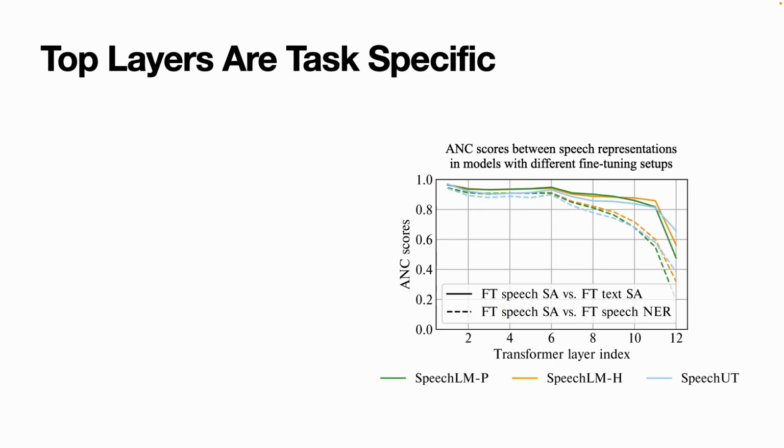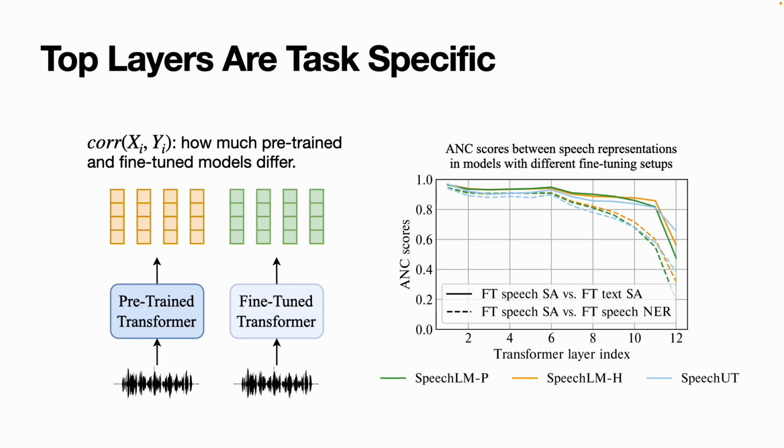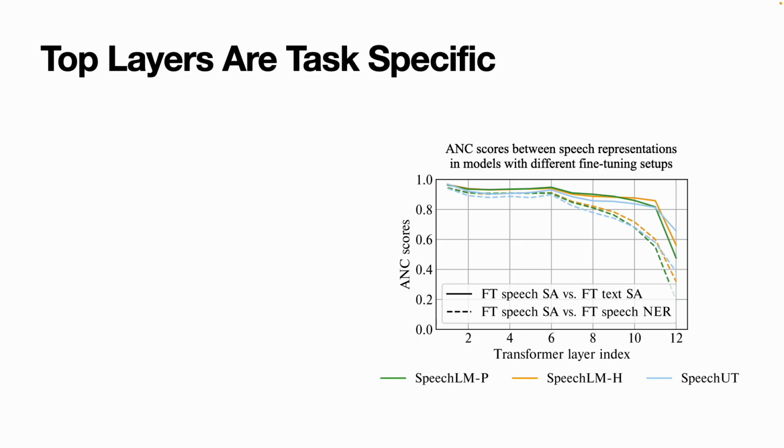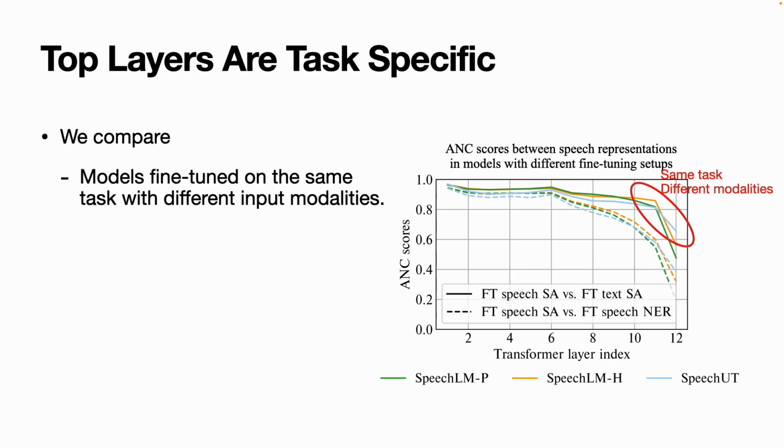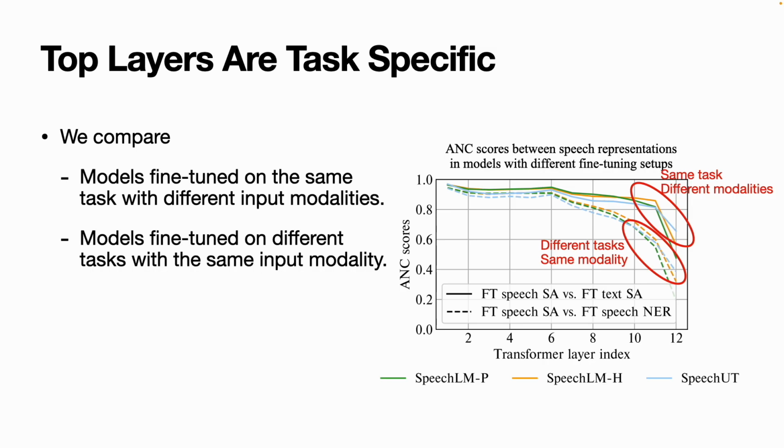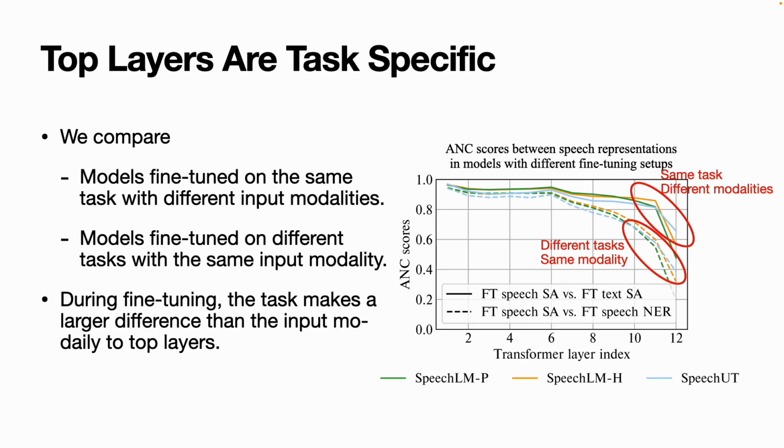In the following figure, we are using the second scenario of the ANC score, where we compare how much the pre-trained and fine-tuned models differ from each other. Here we compare two different setups. The first one is we fine-tune the models on the same task, but with different input modalities. The second is we fine-tune the models on different tasks with the same input modality. You can see the first group consistently gets higher ANC scores than the second group, which shows that the task has a larger impact on the ANC score than the input modality, especially for the top layers in the speech-text models.